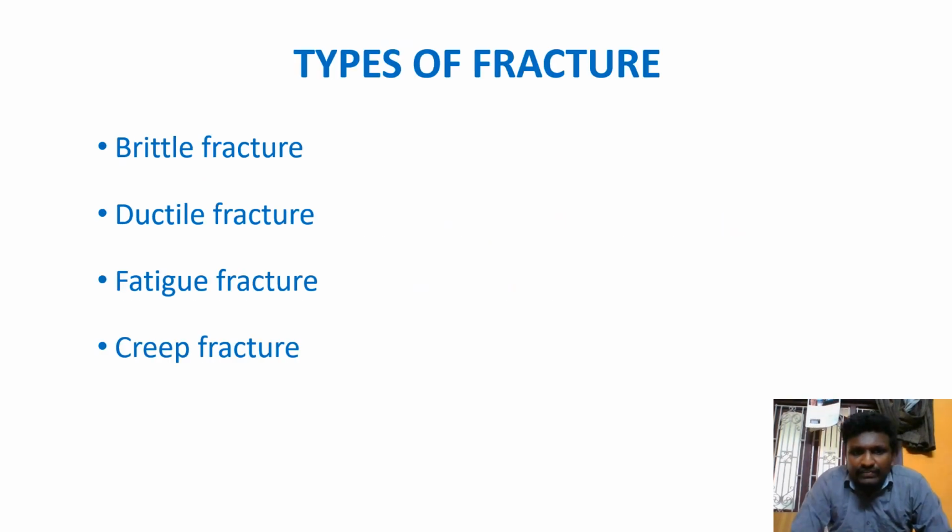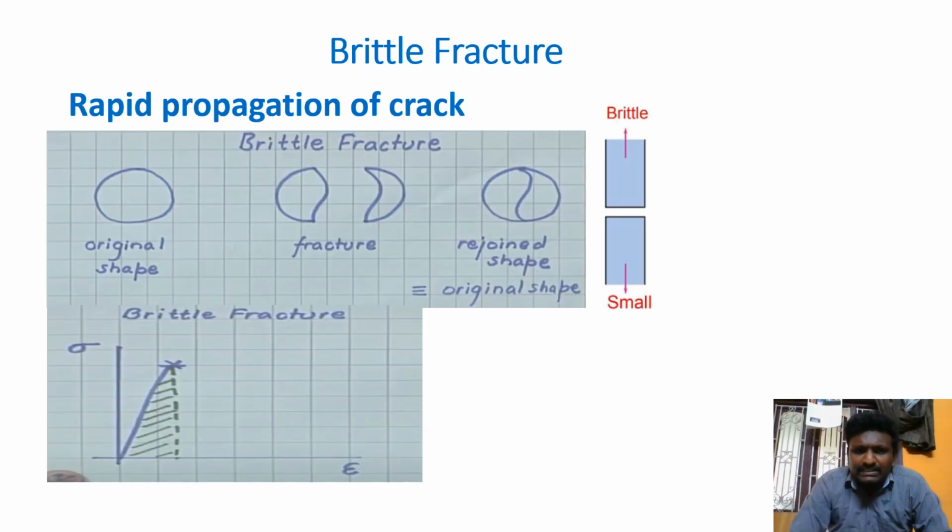There are four types of fracture: brittle fracture, ductile fracture, fatigue fracture, and creep fracture. First of all, we come to brittle fracture. Brittle fracture is a rapid propagation of cracks. When a crack occurs, the material goes to failure. For example, you can take tiles or ceramics.